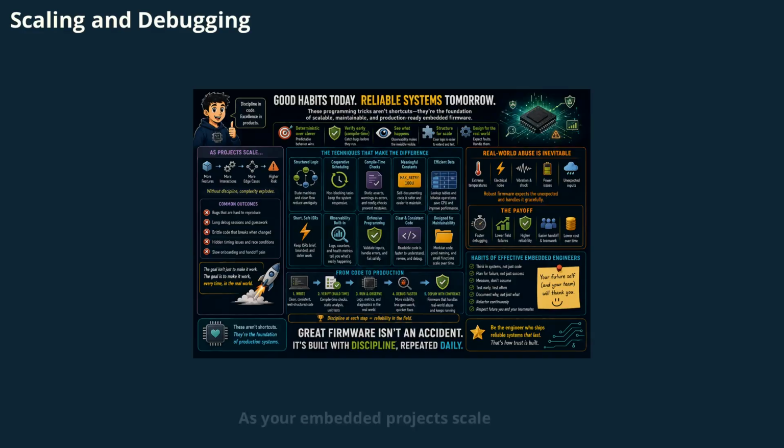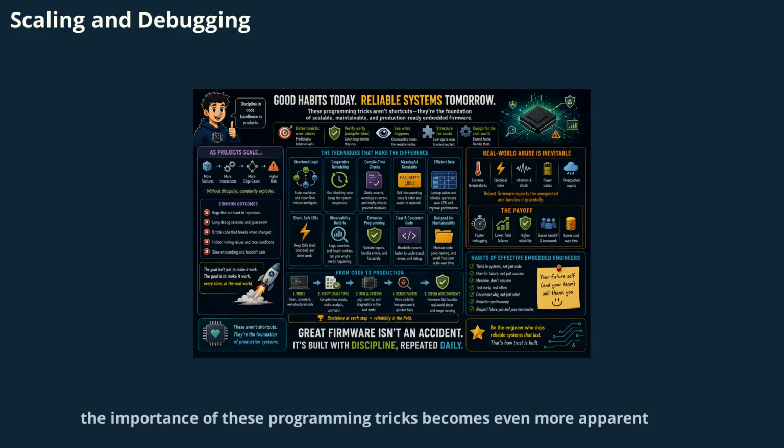As your embedded projects scale, the importance of these programming tricks becomes even more apparent. Structured logic, compile time checks, and observability features make debugging easier and ensure your firmware can handle real-world abuse. These techniques are not shortcuts, they are the foundation of robust, production-ready systems. By adopting these habits, you set yourself apart as a disciplined and effective embedded engineer.